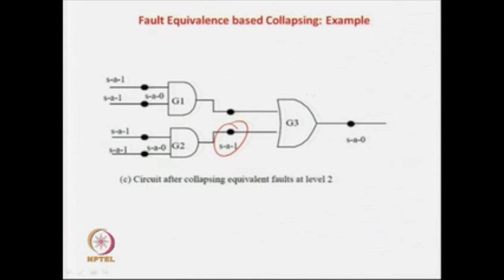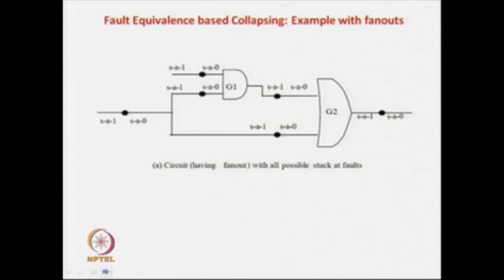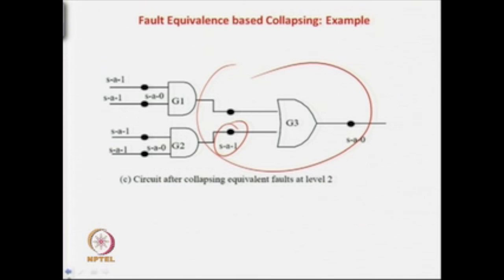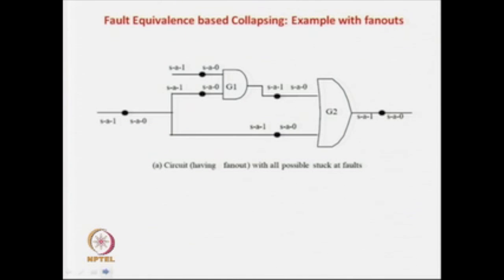So, this is level 2, this level, and finally, sorry, you have only 1 fault here, 2 fault here, 3 fault here, and some other faults like a stuck at 0 fault here and some stuck at 1 faults here are still remaining, for which we will see what we can do. Okay, so, we have 1/3 fault reduction.